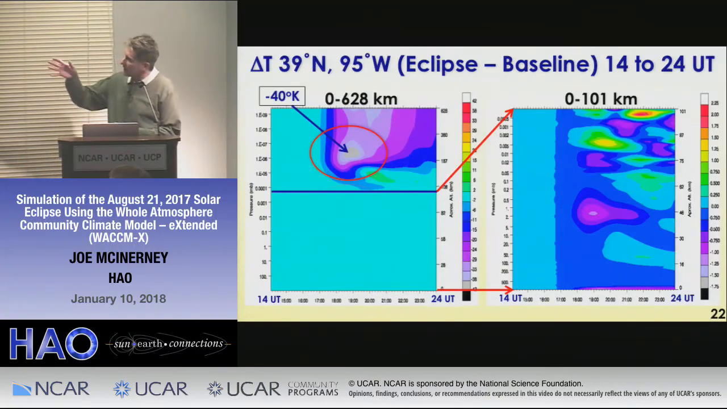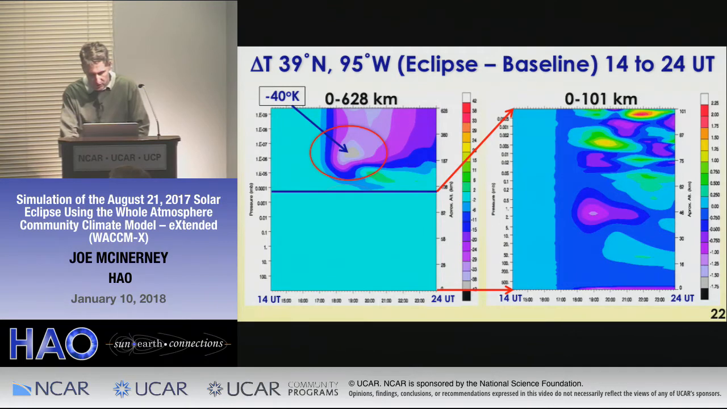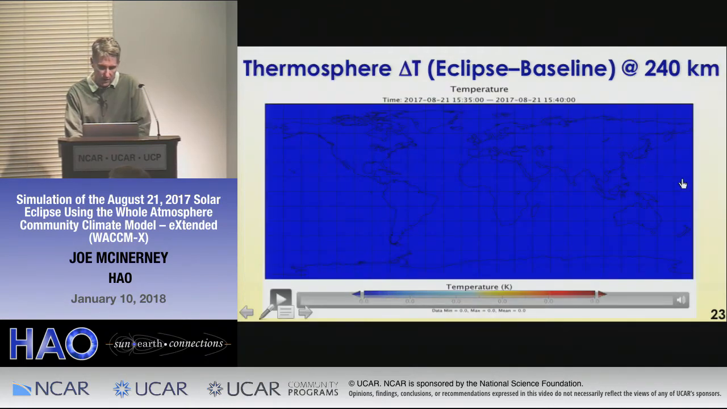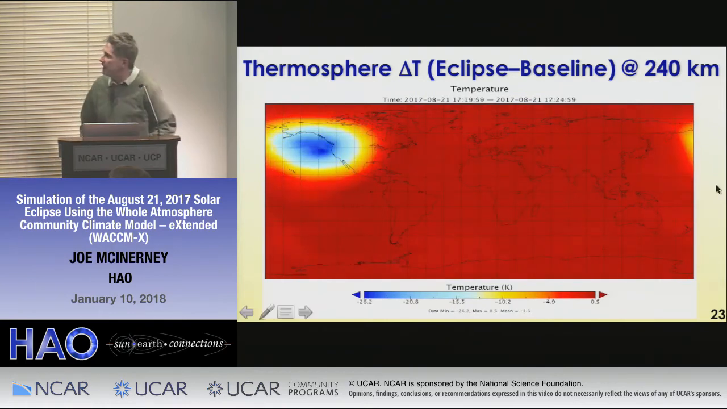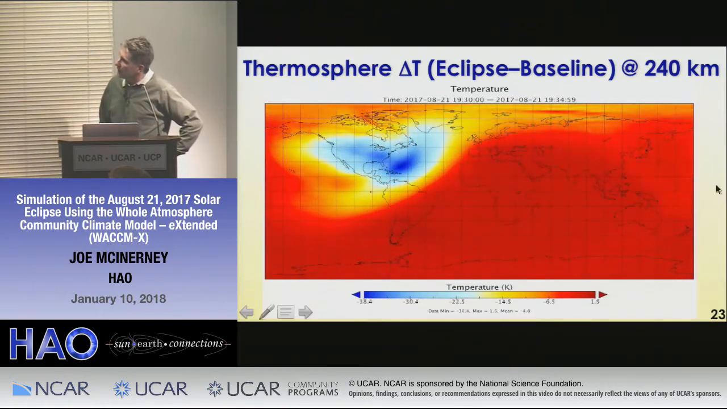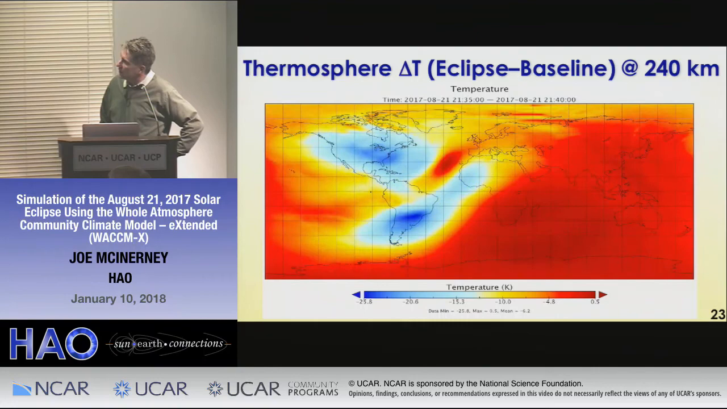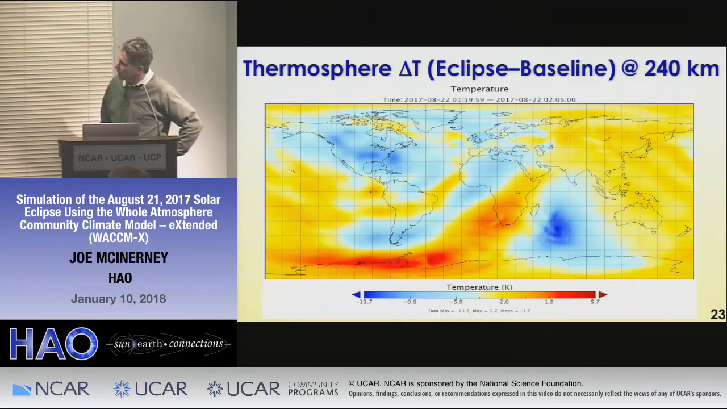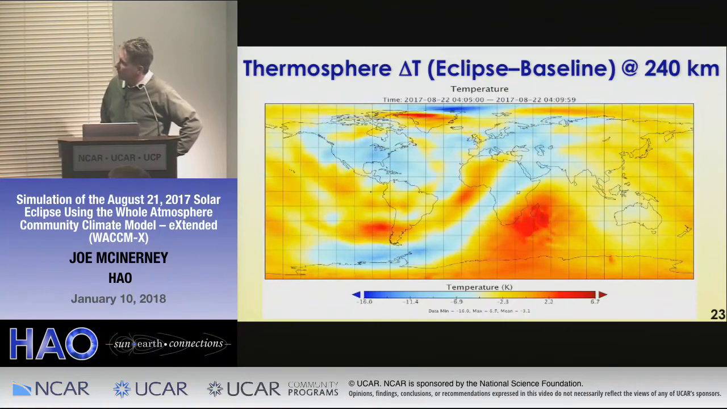Now, if we go back to the left side and look at this big change in the thermosphere temperature, we did another animation to show this. And so this is about 240 kilometers. This is the same thing. And here you see a more localized temperature decrease along the path of the eclipse. And again, 12 hours after the eclipse, things have spread globally.